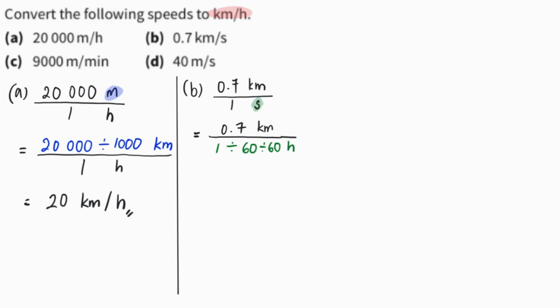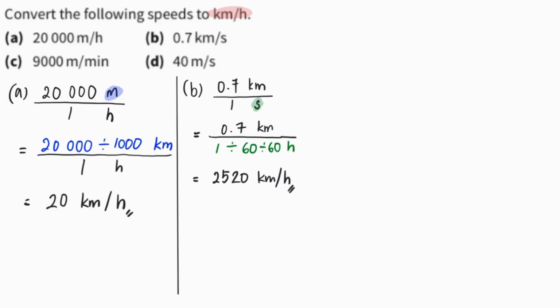Alright. And therefore when you press the calculator, 0.7 is on top of the fraction. Below it will be 1 divided by 60 divided by 60. You will get 2520 kilometer per hour.